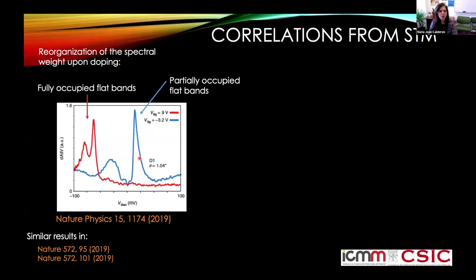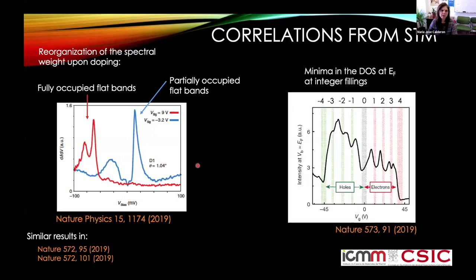If you are at intermediate filling with partially occupied flat bands, we have a completely different reorganization of the spectral weight. Also, it was observed that the dI/dV as a function of the filling, with a gate that you can apply to change the filling of the flat bands, shows a suppression of this density of states every time that you hit an integer filling of the bands.